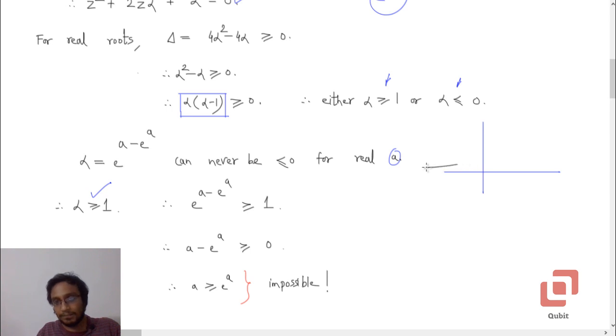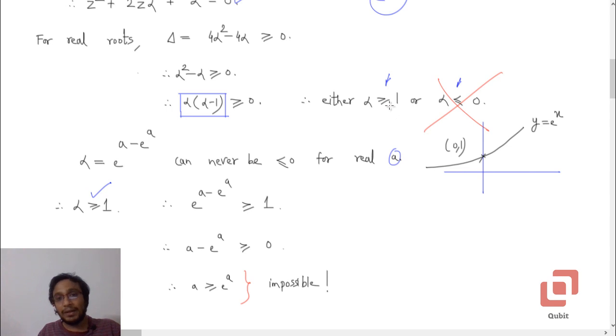With this point being (0, 1). So the graph of e raised to x always stays above the x-axis, so it can never be 0 or negative for any real a. So this case is now discarded, alpha being negative.